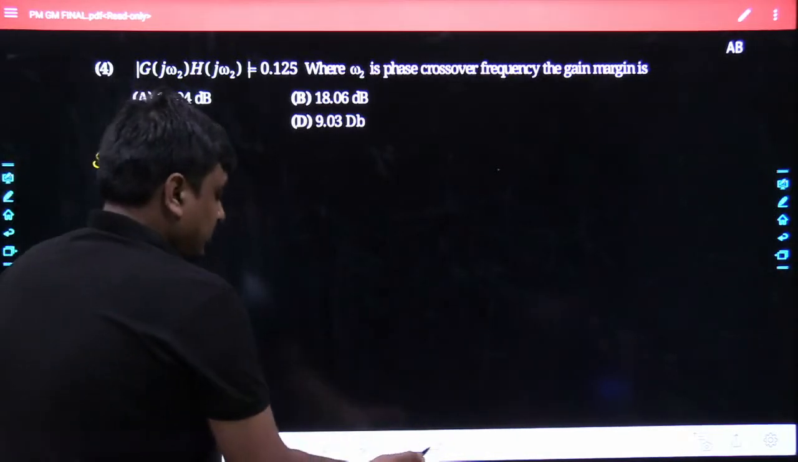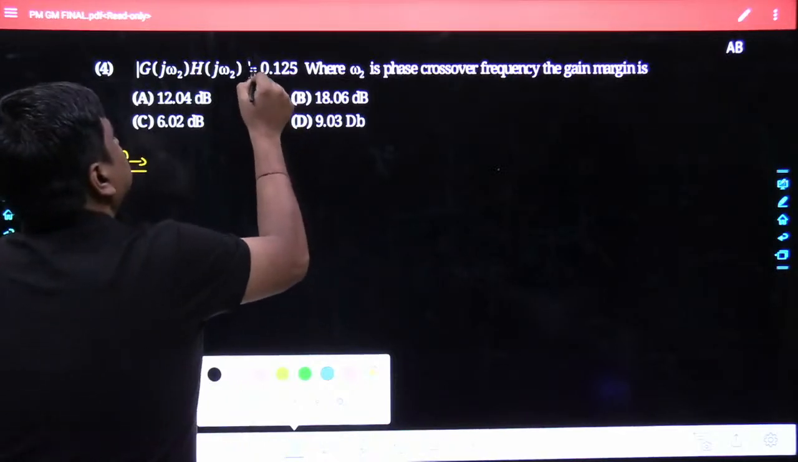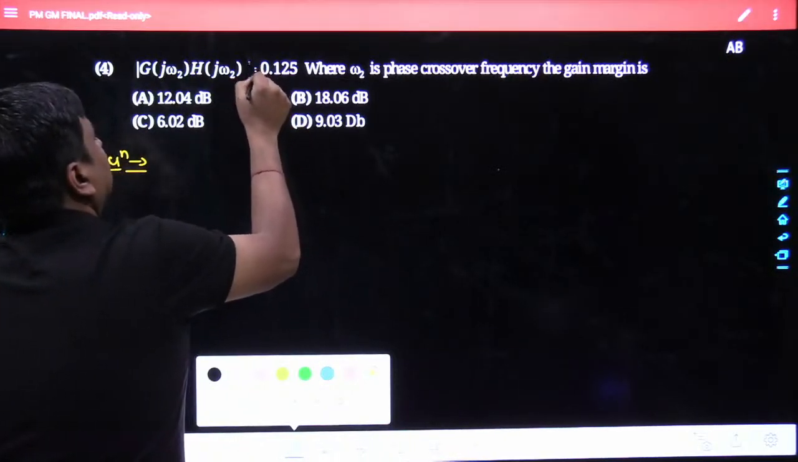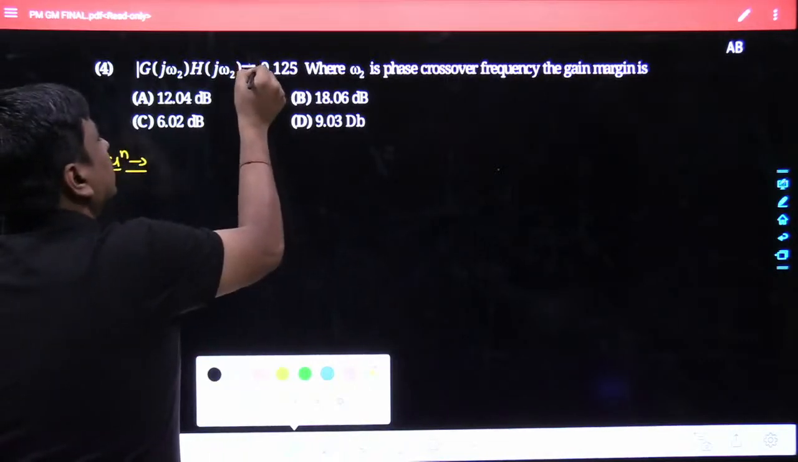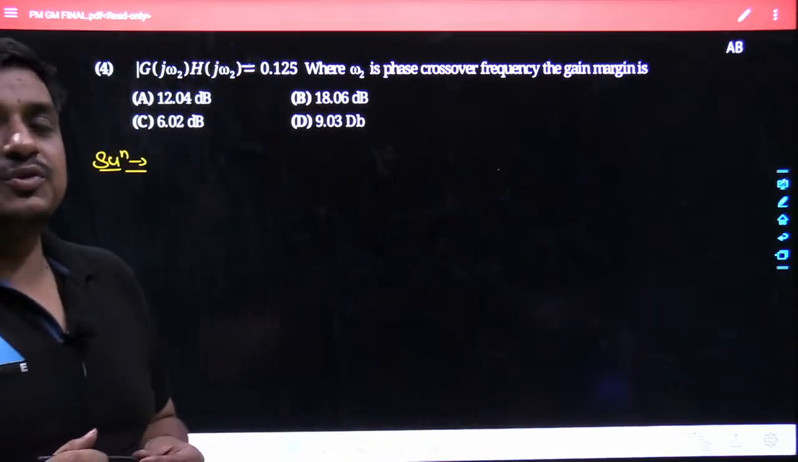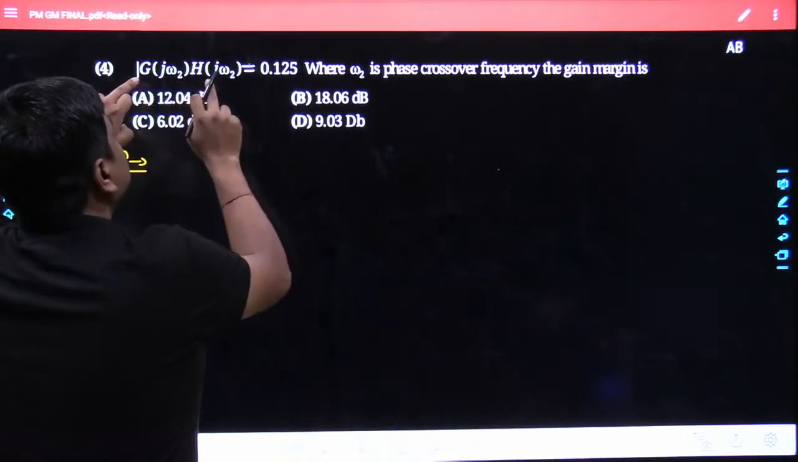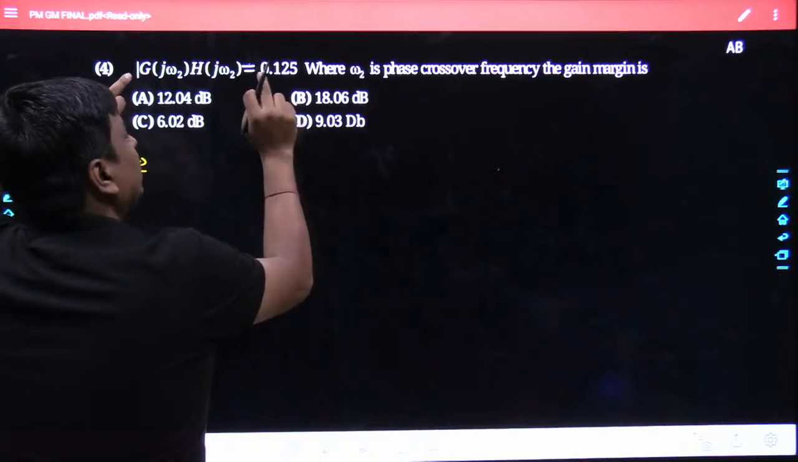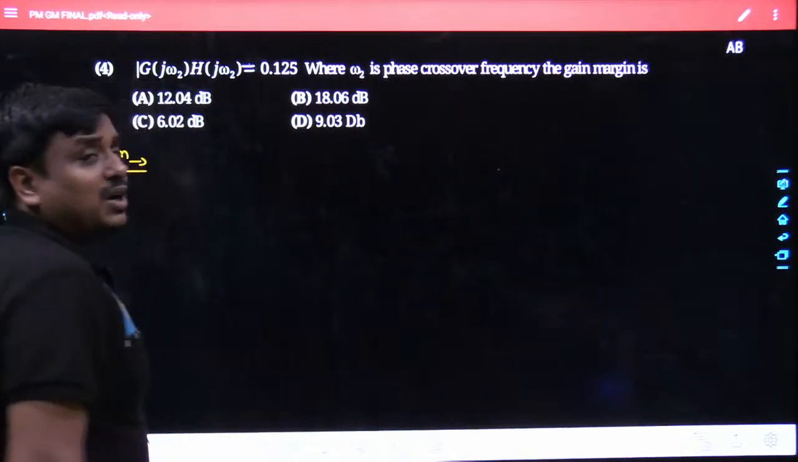Just a minute. One mistake is there. You can just put it equals to. Tell me what would be the best answer. See what the problem states: the magnitude of G(jω2)H(jω2) is equal to 0.125, where ω2 is the phase crossover frequency, then the gain margin is equal to.